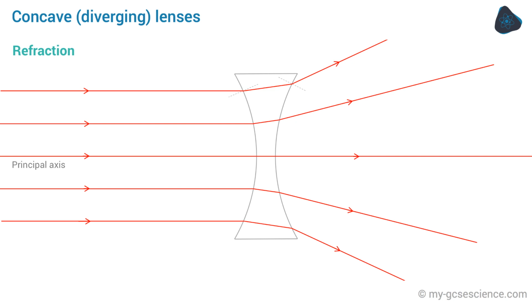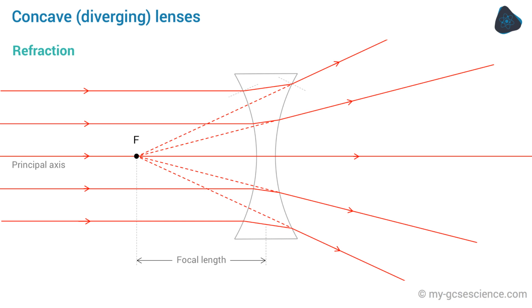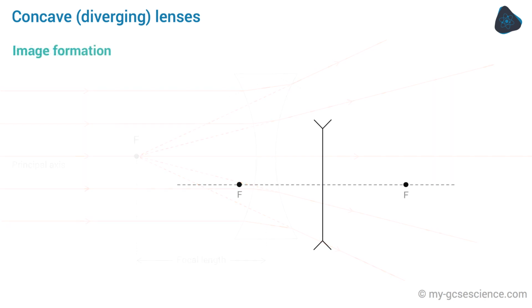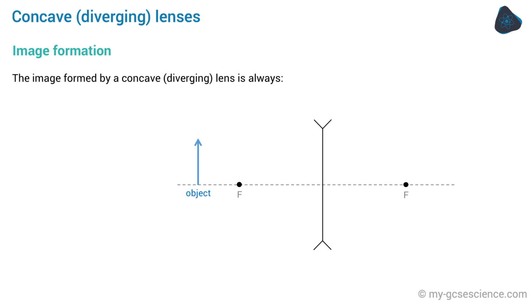It causes initially parallel rays of light to diverge or spread out. If we extend the 5 rays which emerged from the lens to the left, like this, we find that they meet at this point, which marks the principal focus of the lens on this side. This is the point from which the refracted rays appear to diverge. As before, the focal length of the lens is the distance between its centre and the principal focus. No matter where the object is placed, the image formed by a concave lens is always virtual, upright and diminished.